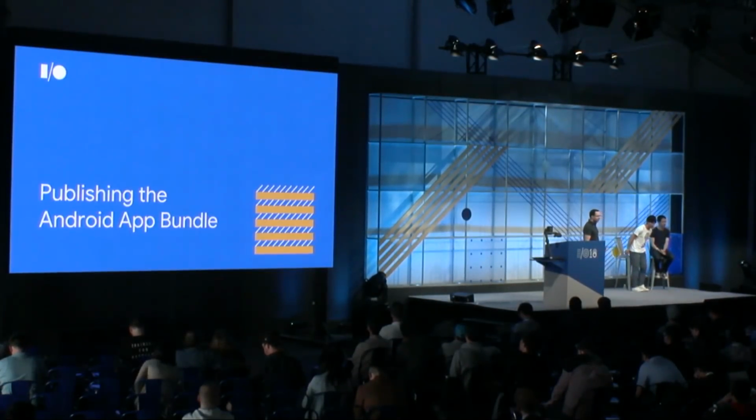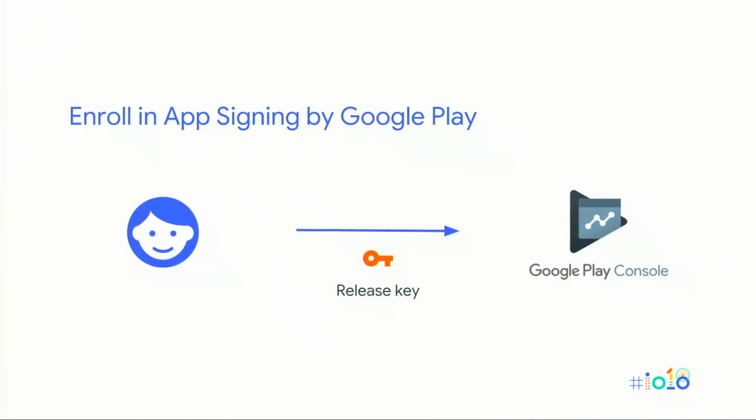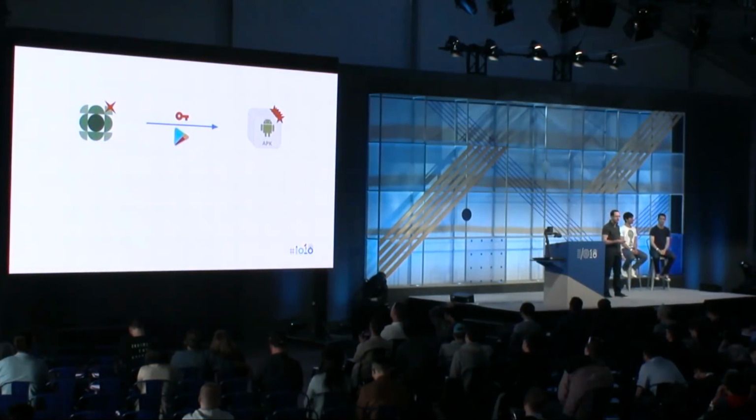Thanks, Ivo. All right, so you have built an app bundle. Now let's look at how you can publish it on Google Play Console. First, you must enroll in App Signing by Google Play. For those who remember, we launched this program at Google I/O last year. When enrolling, you securely transfer your release key to Google Play. Play then uses this release key to sign the generated APKs on your behalf before serving them to users.